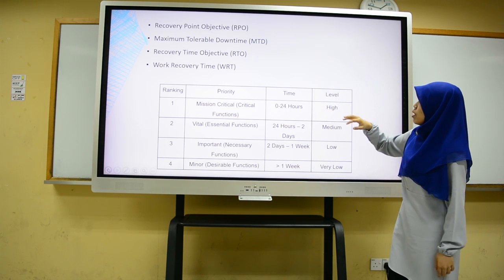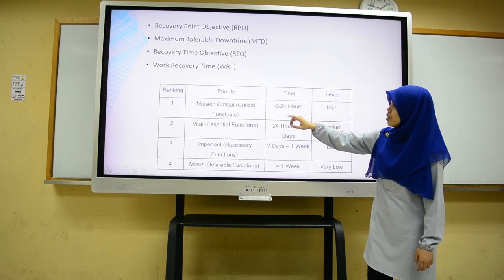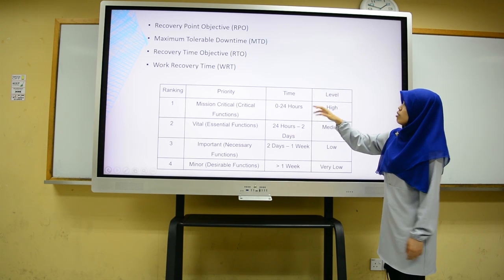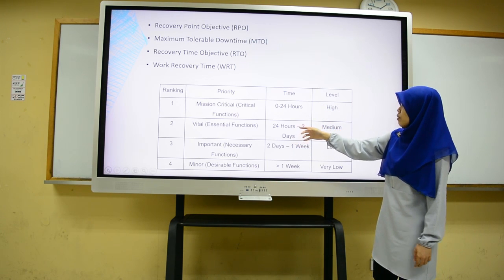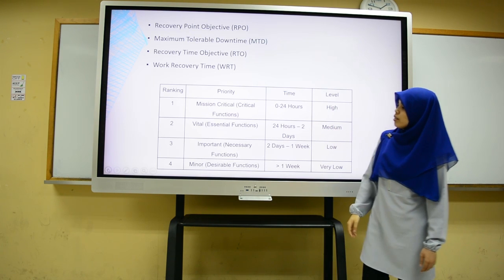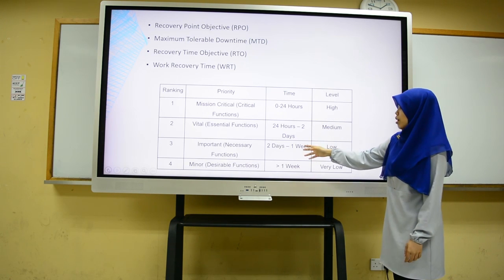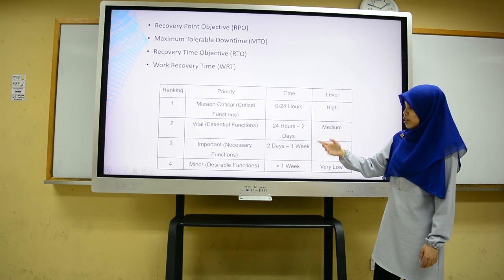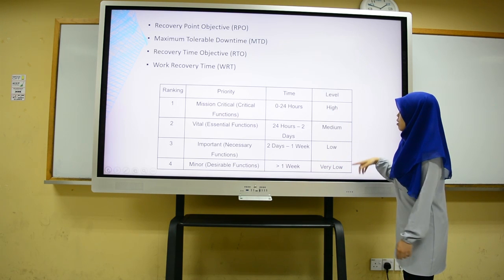So from the table there is the mission criticality category or ranking. The first ranking is critical. The time for mission critical is measured in hours, 0 to 24 hours, and its level is high. The second ranking is vital, the essential function, with time measured from a day up to 2 days, and the level is medium. The third ranking is the important function, the necessary function. The time is measured from 2 days until 1 week, and the level is low. The fourth ranking is the minor function, the desirable function, with time of more than 1 week, and the level is very low.